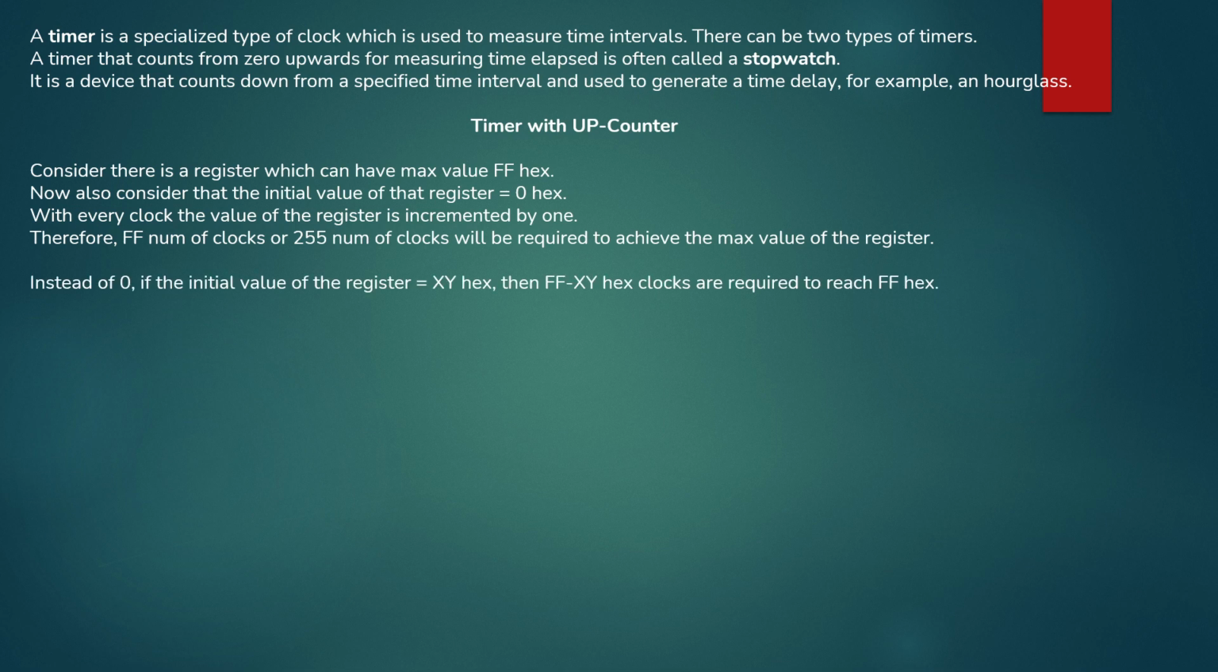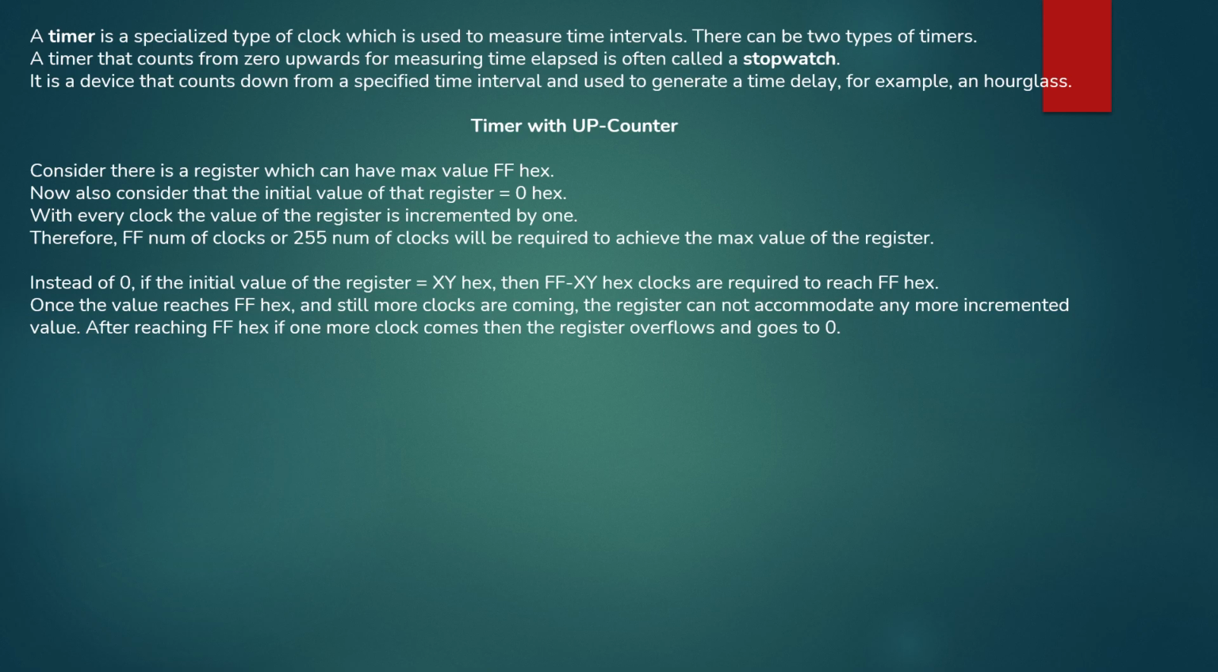Before going to the interrupt, let us consider that the initial value should not be 0 hex every time. It can be any other value as well. For generalized thing, we consider XY hex. Then how many clocks are required to reach FFX? FF minus XY hex clocks are required to reach FFX, that is the maximum value.